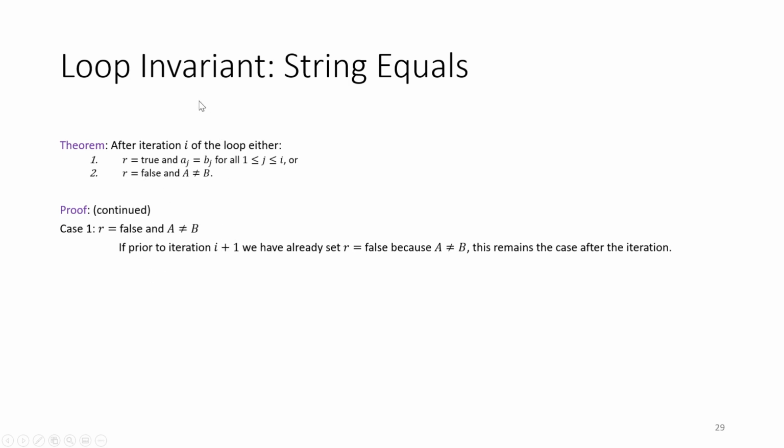So if prior to iteration i plus 1 we've already set it false, then we've set it false because a is not equal to b. Now this remains the case after the iteration, no matter what we do in that iteration. We might find another mismatch and try to overwrite a false with a false, but that does nothing. And no matter what we discover in that next iteration, it cannot overwrite the fact that we already know a is not equal to b. So this is the trivial, simple case. Once we've set it to false, nothing in our code can unset it, and also, once we've set it to false, we have already established that they're not equal.